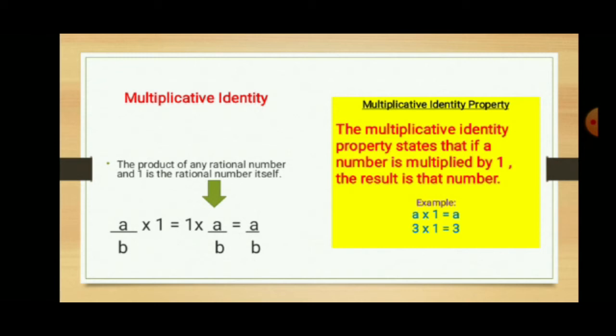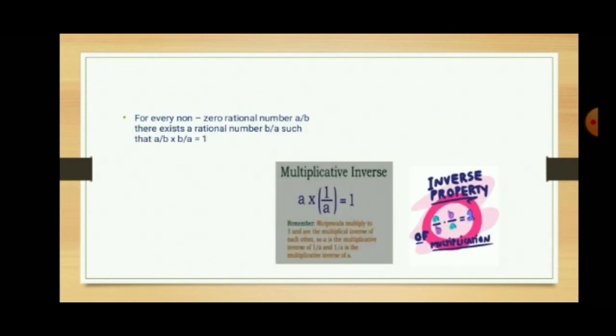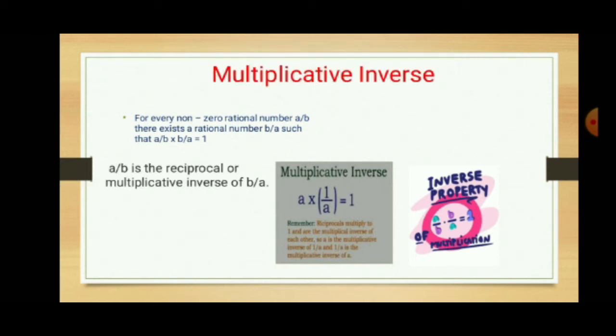is that number. The next property which we are going to discuss is the multiplicative inverse. Now what is this multiplicative inverse? In simple words, we can say the reciprocal. Here you can see a by b is the reciprocal or multiplicative inverse of b by a. Now b by a is called the reciprocal or multiplicative inverse of a by b. In this, you can see, when a is multiplied by 1 by a, we get 1 only. Why? Because a and a get cancelled.